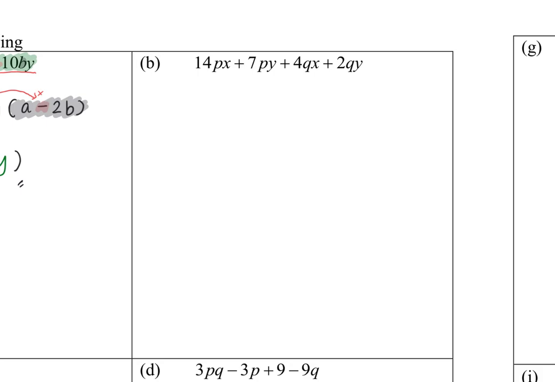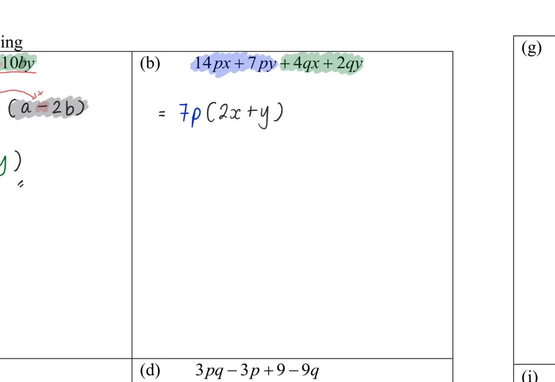Again, I'm going to look at two groups. This is the first group and this is the second group. And this becomes relatively easy. 7 is the common factor, p as well. And I'm left with 2x plus y, because 14 divided by 7 is 2.